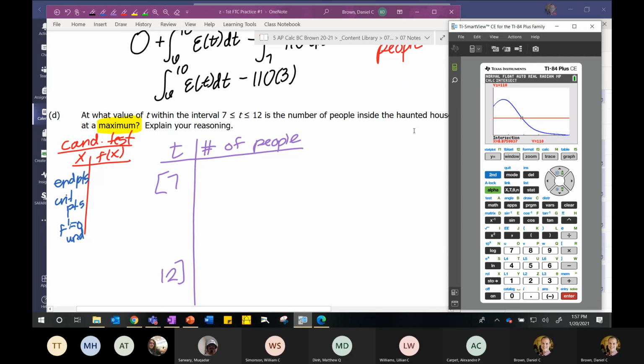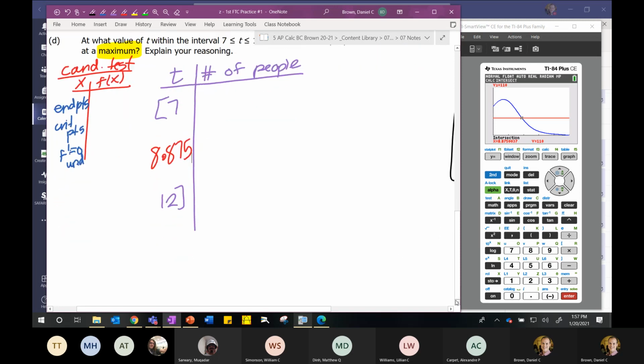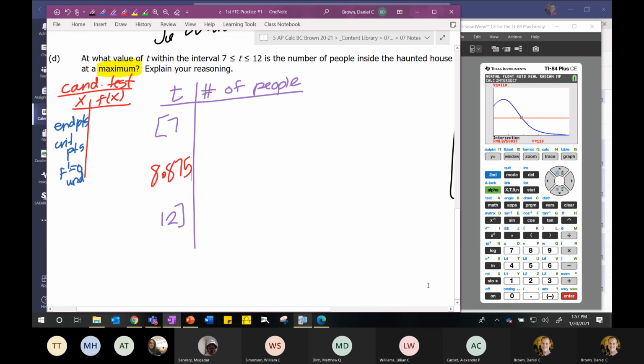If I can find my marker. So we also have 8.875. Questions before we fill out that T-chart from anyone? All right, so let's go ahead and fill it in.